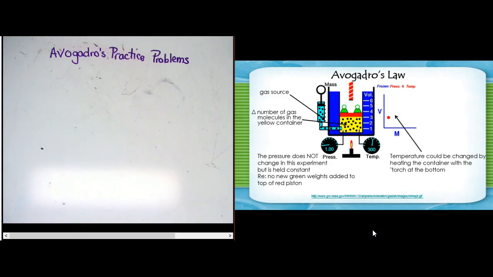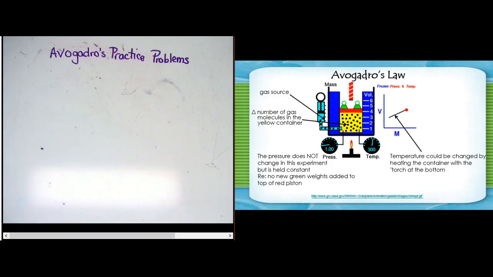Alright, so this is just a really quick little video animation of what you see with regard to Avogadro's law. You can see the gas source is that column in blue, and you can see the gas is being pumped into the container. You see the yellow center area, and that it's getting more and more dots in it, which means the number of gas molecules are increasing. You can see that pressure, which is the little green weights on the top, stays the same, and you can see that temperature down in the lower right corner, it also stays the same.